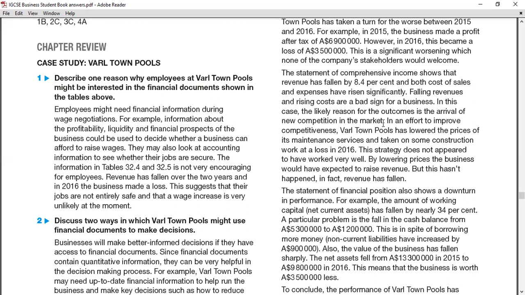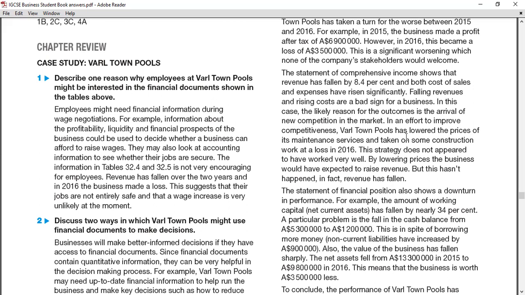That's why sometimes they might have lowered their prices. If you lower the prices below your competitor, sometimes you might get orders, but your cost of sales will increase and you end up with a low profit margin. That's what happened. You are making losses at the end of 2016. This strategy does not appear to have worked very well. By lowering prices, the business would expect a rise in revenue, but that doesn't happen. It doesn't work in this case. In fact, the revenue has fallen.